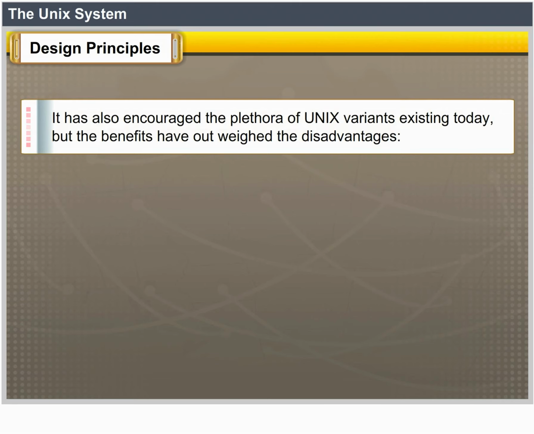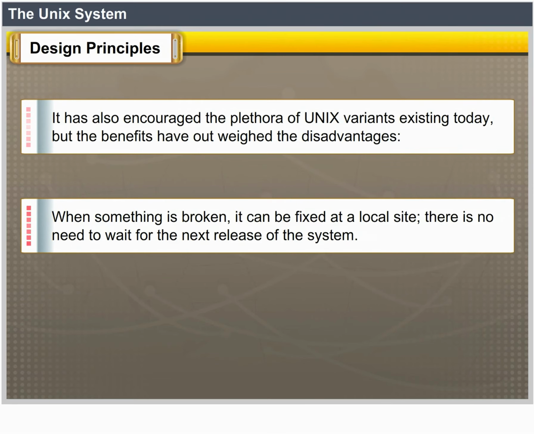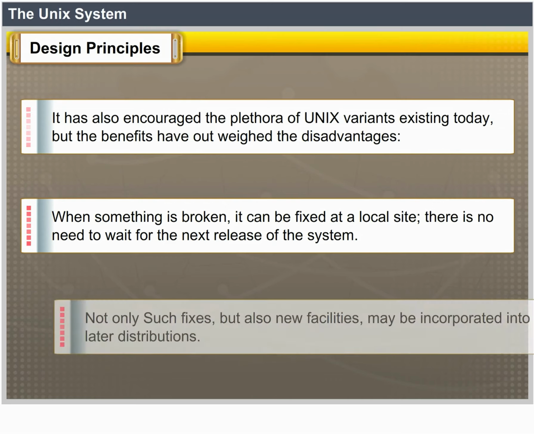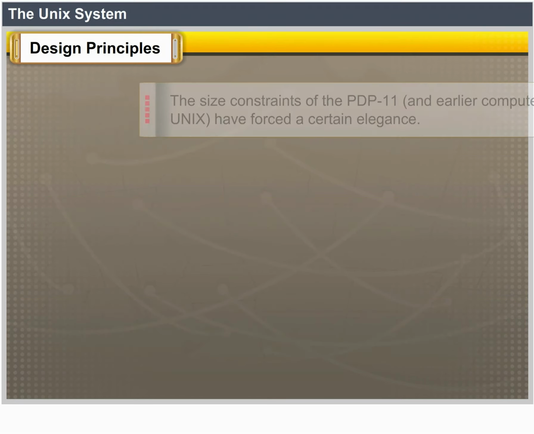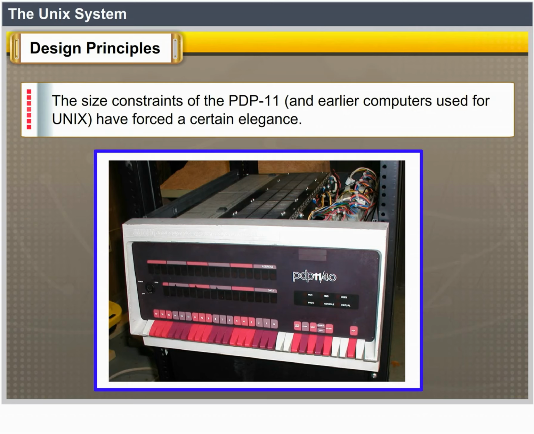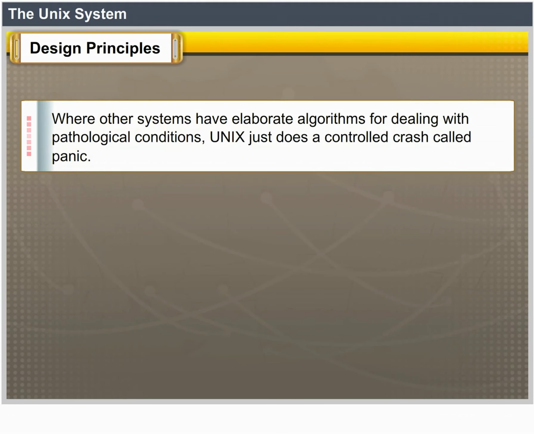If something is broken, it can be fixed at a local site. There is no need to wait for the next release of the system. Such fixes, as well as new facilities, may be incorporated into later distributions. The size constraints of the PDP-11 and earlier computers used for Unix have forced a certain elegance. Where other systems have elaborate algorithms for dealing with pathological conditions, Unix just does a controlled crash called panic.